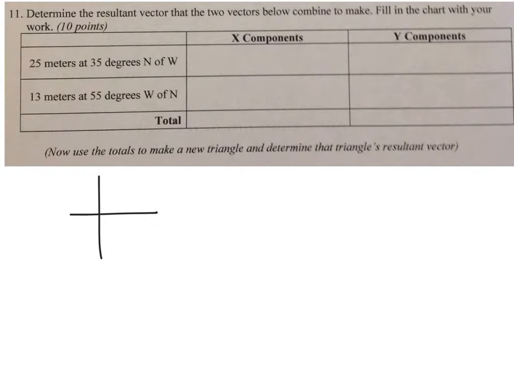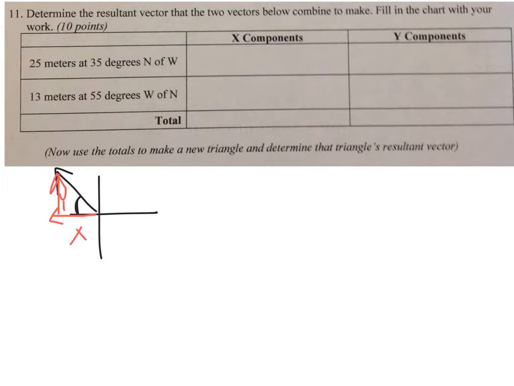And the first one is 35 degrees north of west. So that is going to be up in this quadrant. And north of west angle is going to be right here. So to complete my triangle, I'm going to go west and then north. So x is horizontal, and then y is vertical.